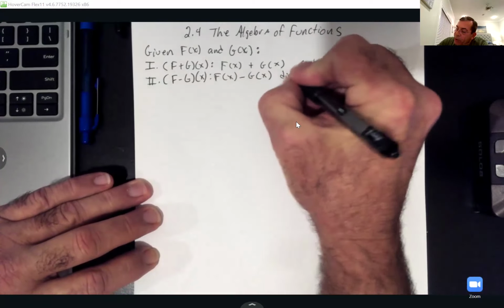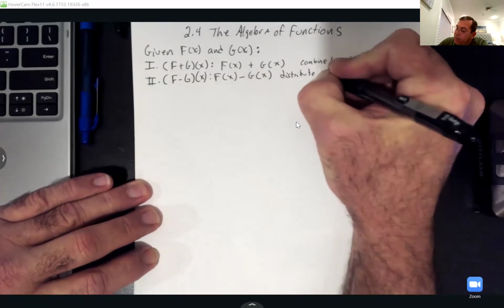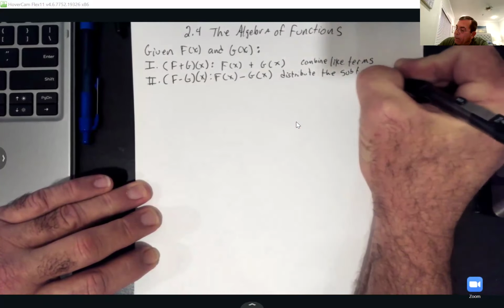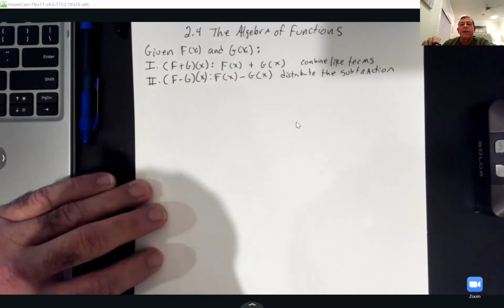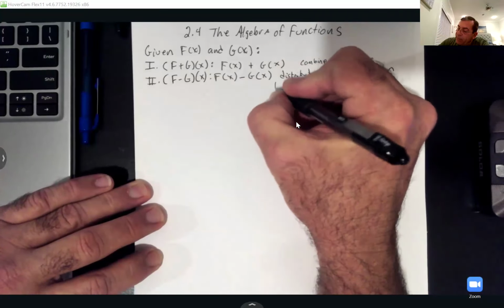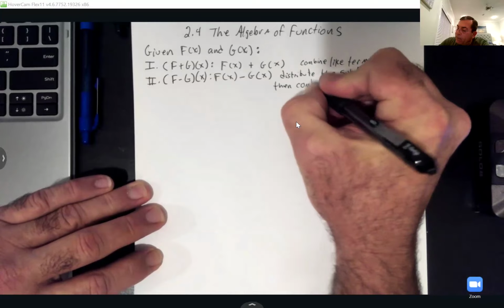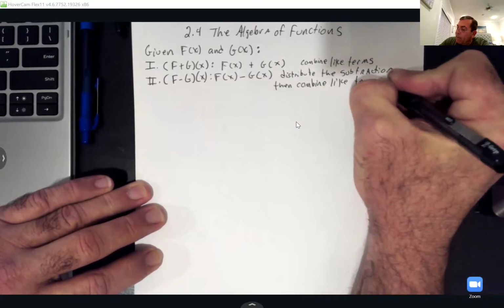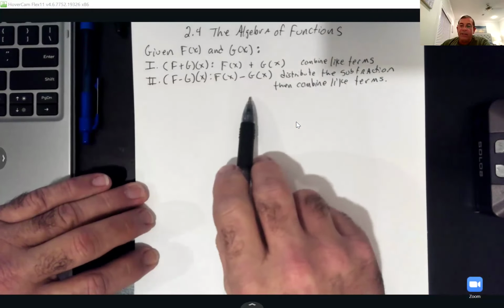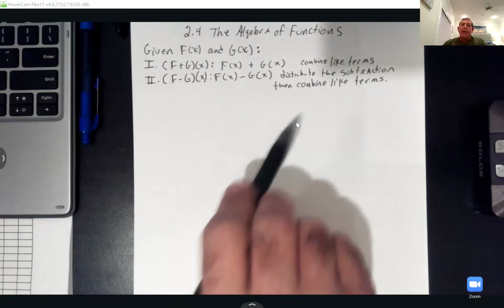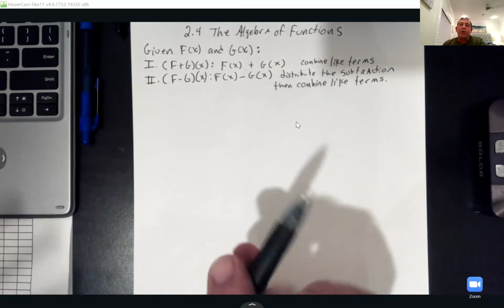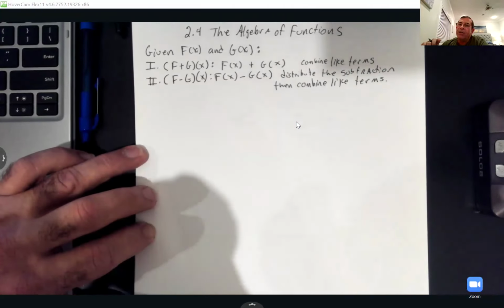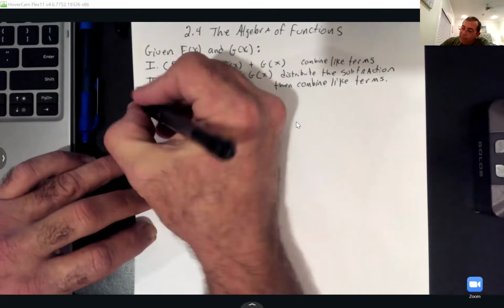So we distribute the subtraction and then combine like terms. And basically that's all you can do with adding and subtracting, you can only combine like terms. And remember, when you're combining like terms, you cannot change the way the variables look, okay?